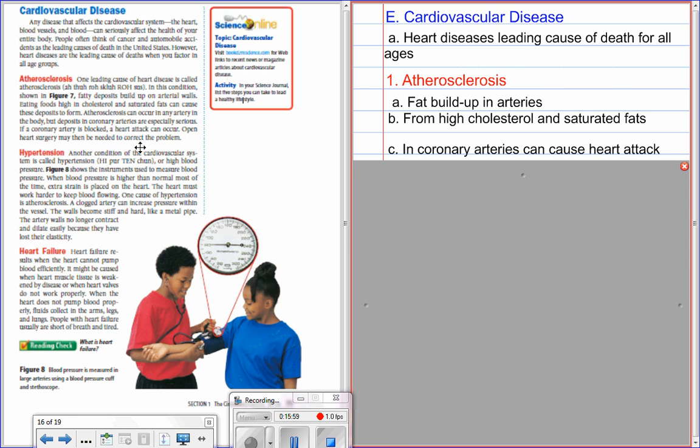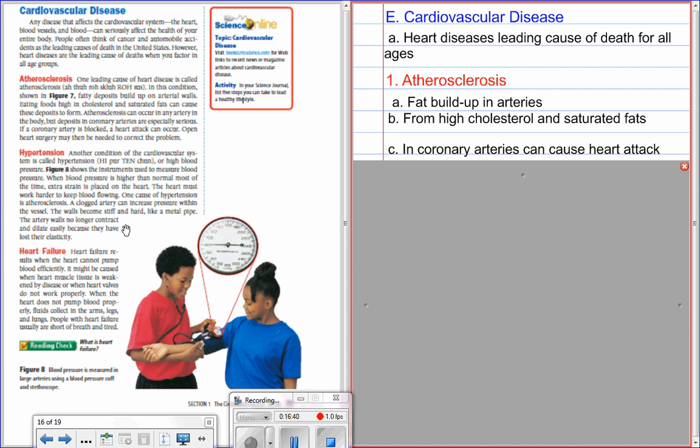Hypertension. Another condition of the cardiovascular system is called hypertension, or high blood pressure. Figure 8 shows the instruments used to measure blood pressure. When blood pressure is higher than normal, most of the time, extra strain is placed on the heart. The heart must work harder to keep the blood flowing. One cause of hypertension is arteriosclerosis. A clogged artery can increase pressure within the vessel. The walls become stiff and hard like a metal pipe. The artery walls no longer contract and dilate easily because they have lost their elasticity.